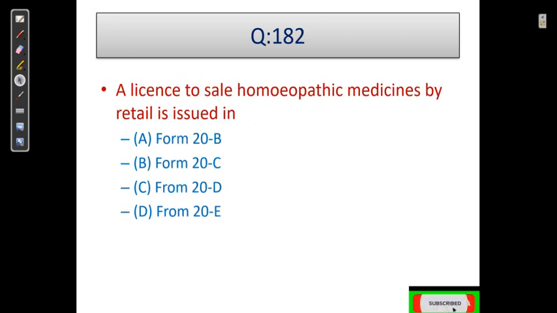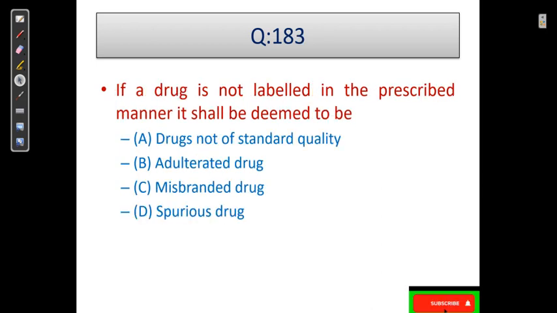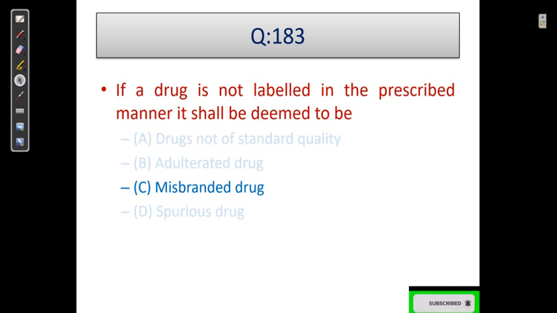A license to sell the homeopathic medicine by retail is issued in Form 20B, Form 20C, Form 20D, or Form 20E. So the correct one is Form 20C. If a drug is not labeled in the prescribed manner, it shall be deemed to be a drug not of standard quality, adulterated drug, misbranded drug, or spurious drug. So the correct one is misbranded drug.